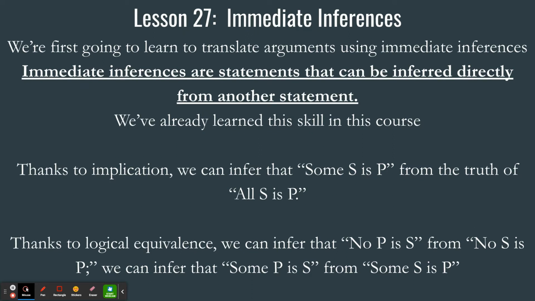Thanks to logical equivalence, we can also infer this. If it was true that no trees are tall things, so let's say the S here stands for trees and P stands for tall things. If it were true that no trees are tall things, it would also have to be true that no tall things are trees, right? Yes. That would have to be true. And if it was true that some snakes are reptiles, it would also have to be true that some reptiles are snakes, right? Yes. So we can know that from logical equivalence.